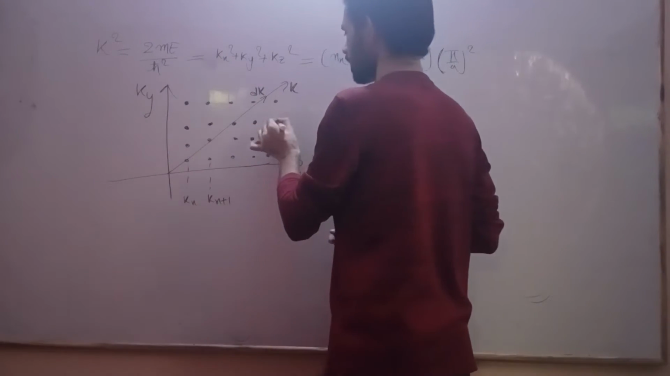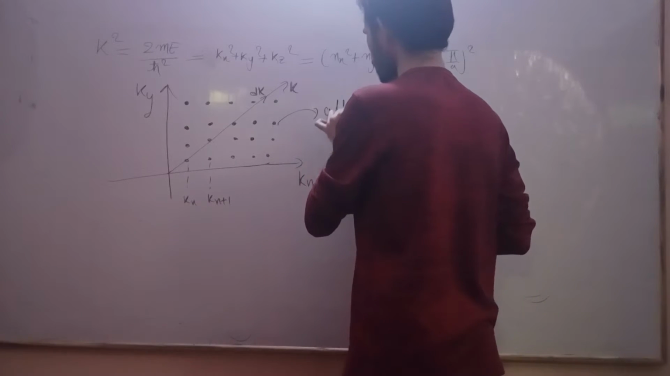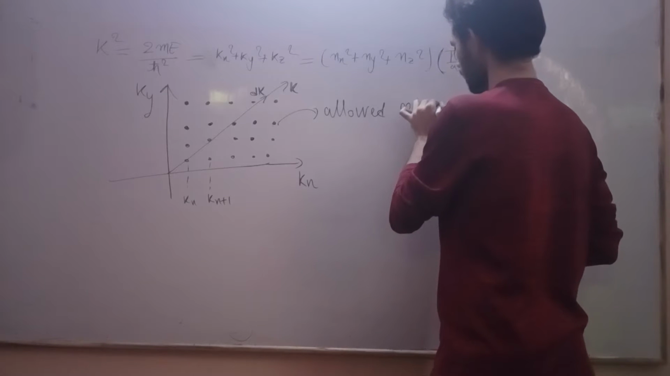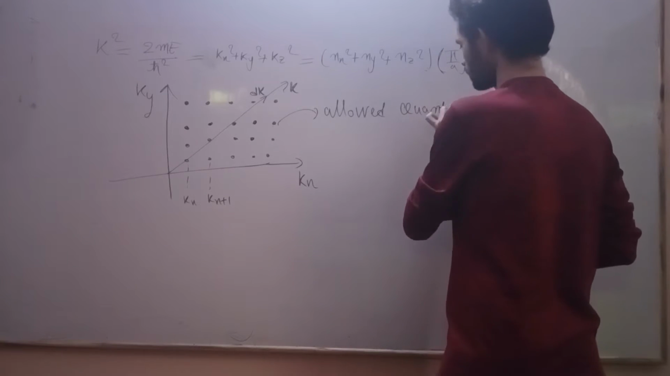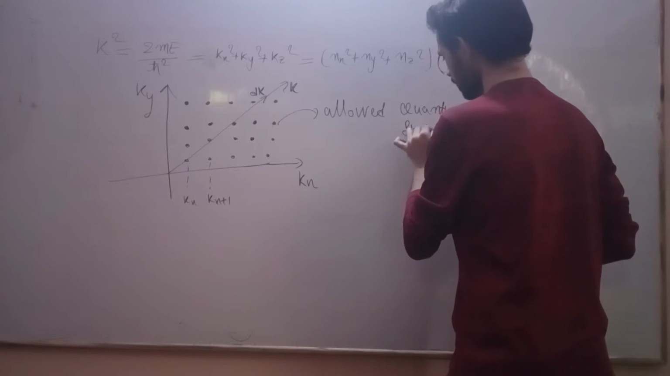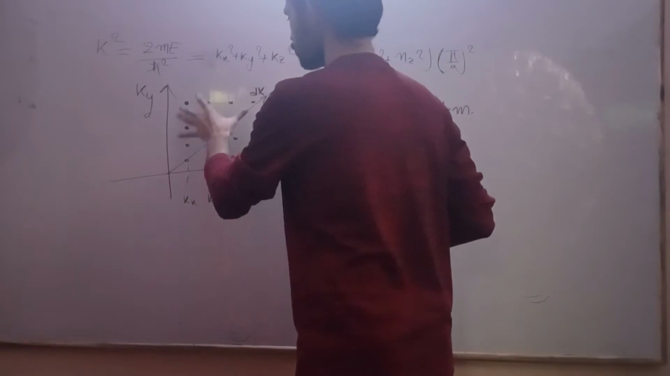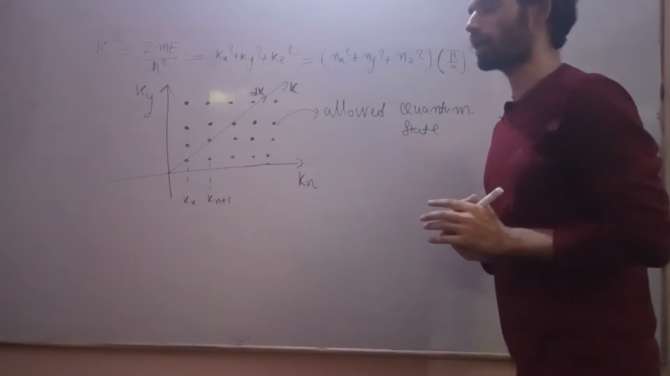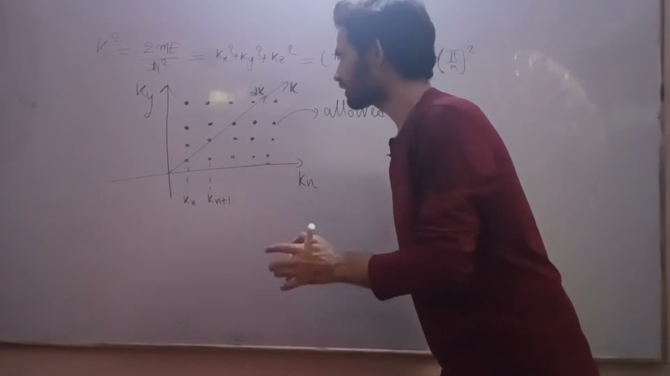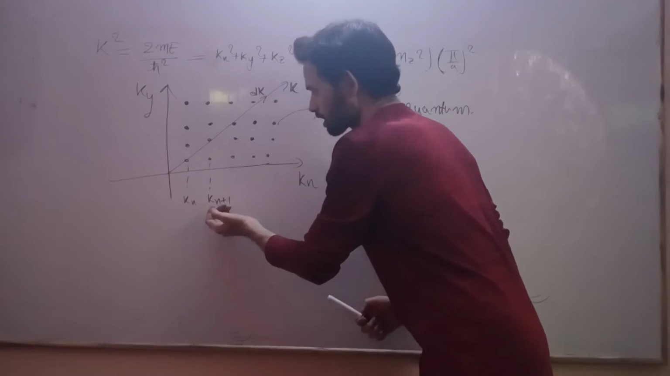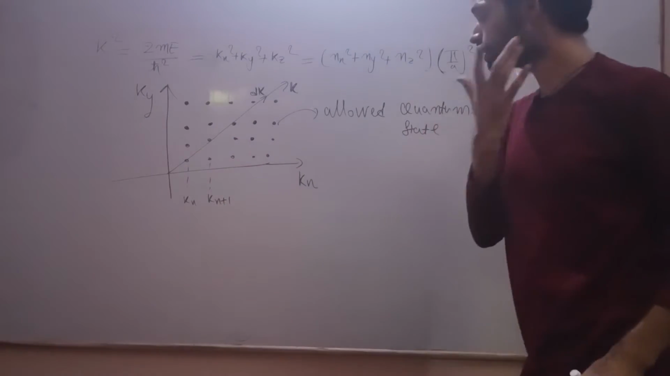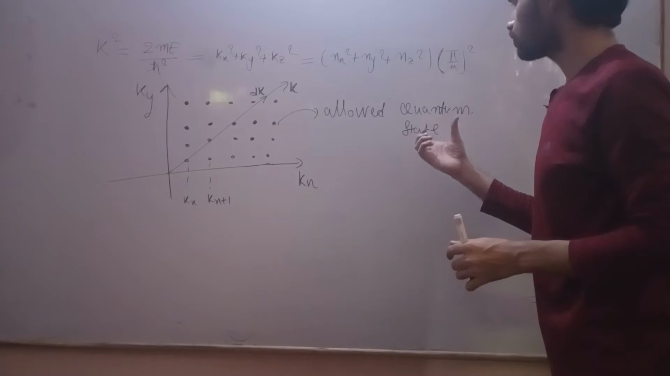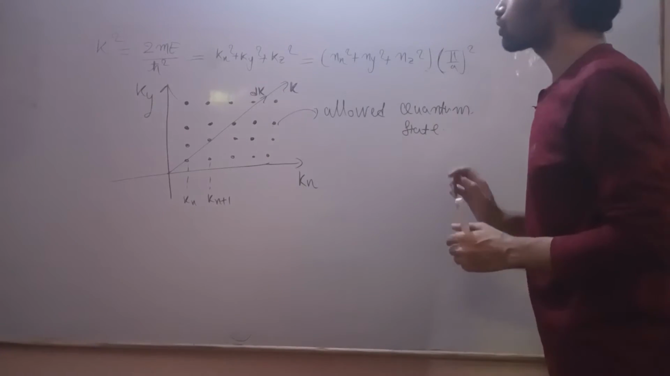These are allowed quantum states, in a two dimensional plot as a function of kx and ky. The distance between two quantum states is like kx and kx plus 1. Now we want to determine the density of allowed quantum states.